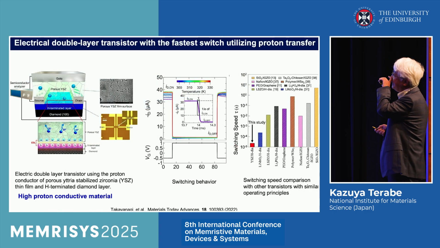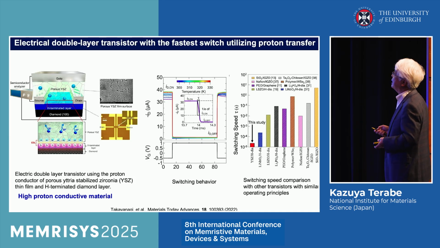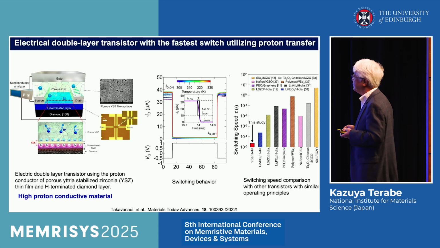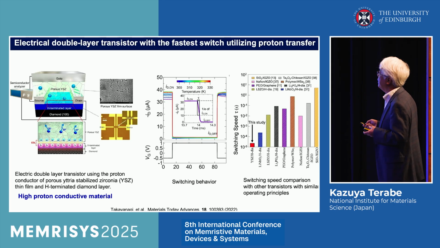So this is very interesting: how fast can we switch? Tsuchiya and Takayanagi tried to make the fastest switching devices using a proton conductor and also a proton-terminated diamond layer. Proton is very small, so the ion migration speed is very fast. Using such devices, the switching behavior is examined.